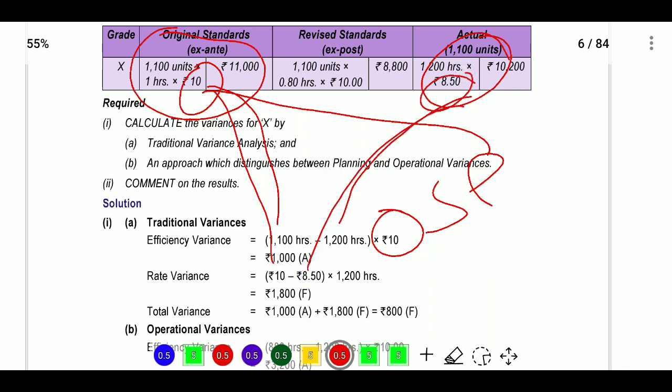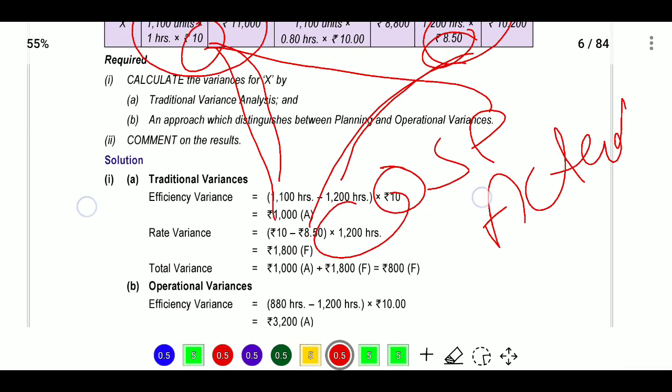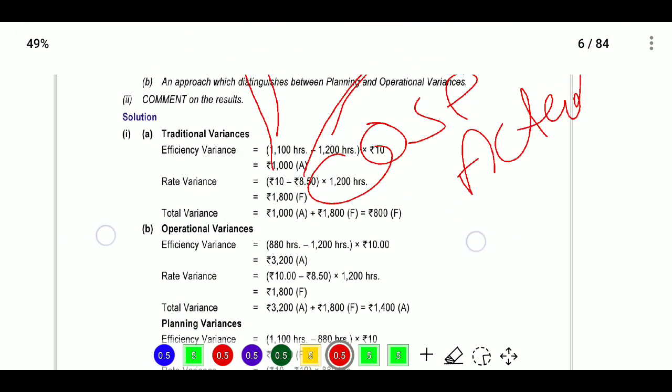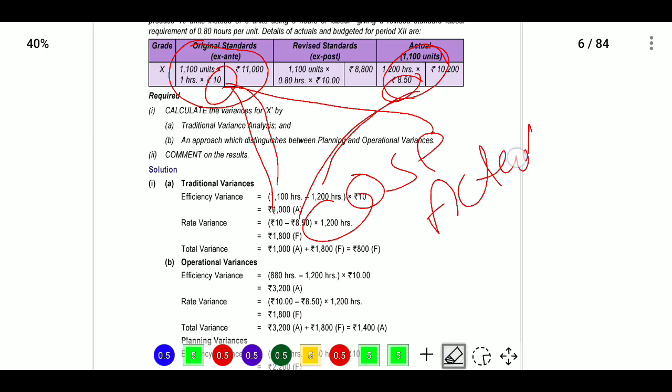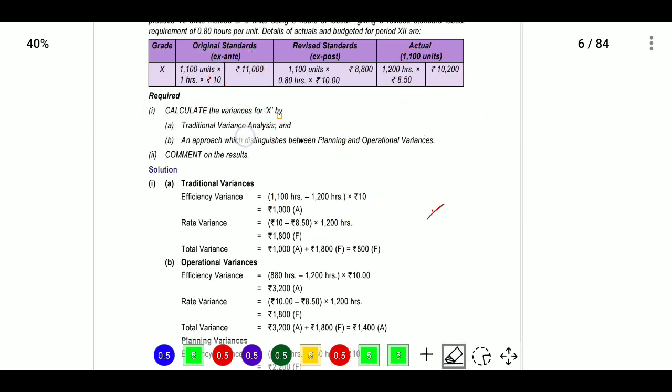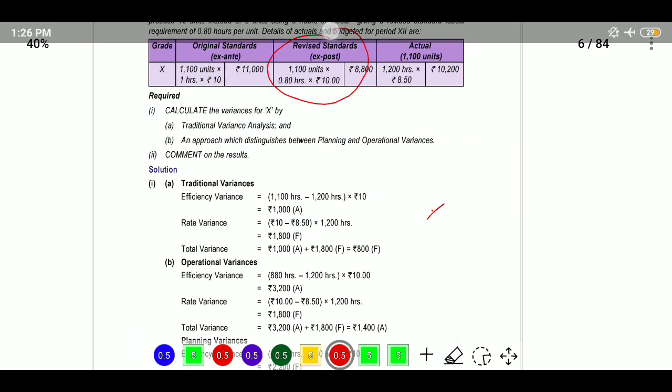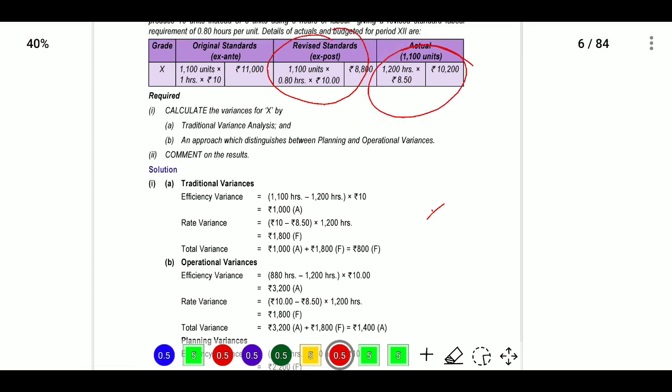Now we will take the quantity, which here means labor hours. Which hours will we take? Hours means always actual. Next, we will get total variance. Next, operational variance means based on revised standard and actual. Which one will come first? So this one will come: 1100 units, 1100 units into 0.8.